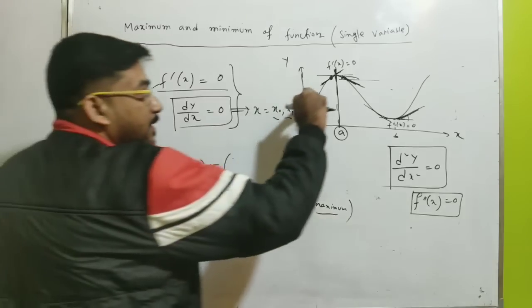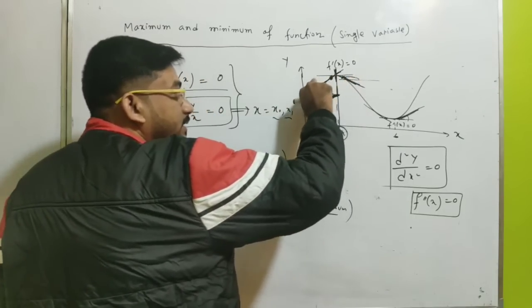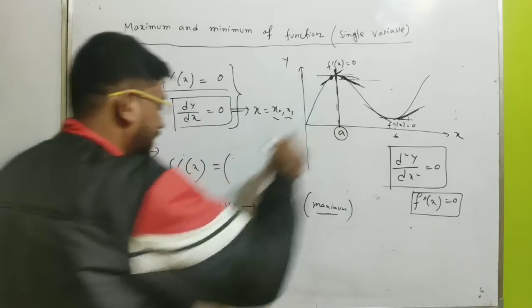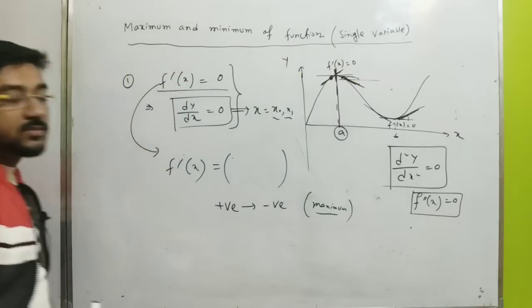And if we take this point first and then this point, and if the function changes sign from positive to negative, then what will happen? It must have the maximum value at that point.